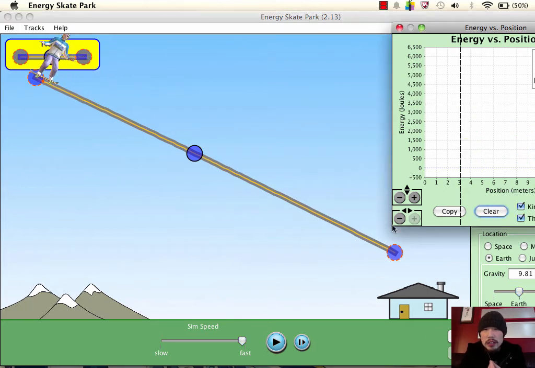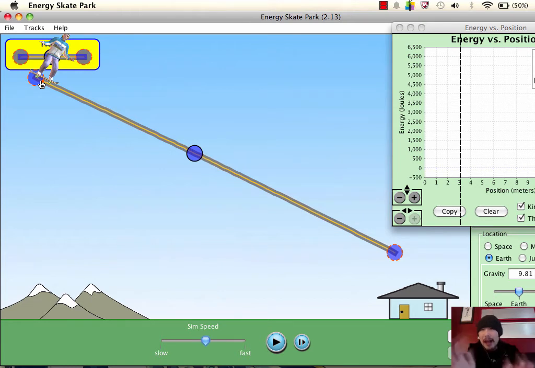Alright? So let's clear this. I'm going to push play. Now, we have a guy at the highest point along this ramp. So when he's at the highest point, he has the greatest amount of potential energy. And we can expect that as he goes down the ramp, all that potential energy will turn into kinetic energy.